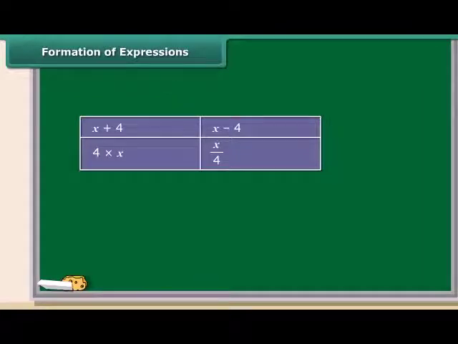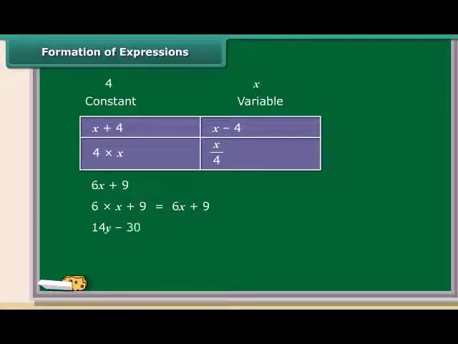Algebraic expressions are formed by combining variables and constants with the help of addition, subtraction, multiplication, and division. Let us see how the algebraic expression 6x plus 9 is formed. It's really simple. First multiply variable x with constant 6, then add a constant 9 to the product. Similarly, 14y minus 30 is obtained by first multiplying y by 14 and then subtracting 30 from the product. So, children, you see these expressions were obtained by combining variables with constants. You can also obtain expressions by combining variables with themselves or with other variables.